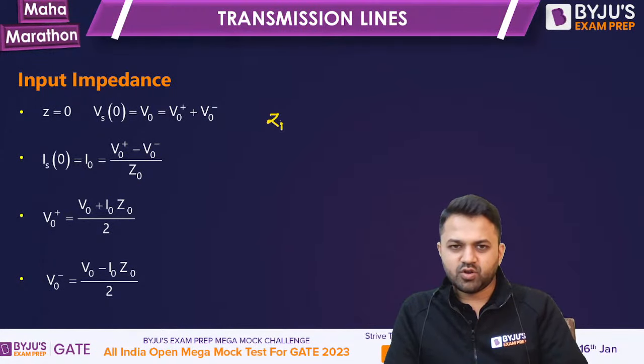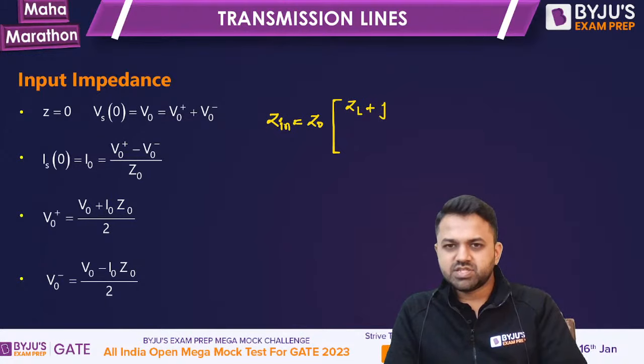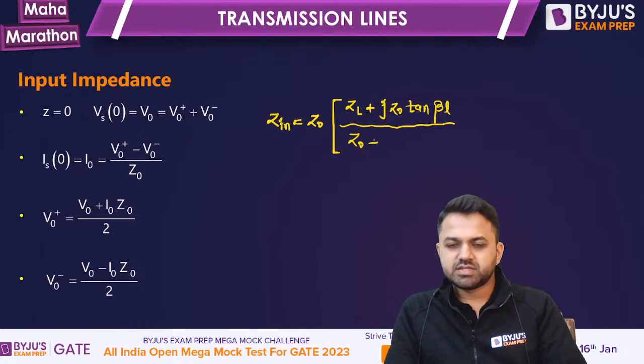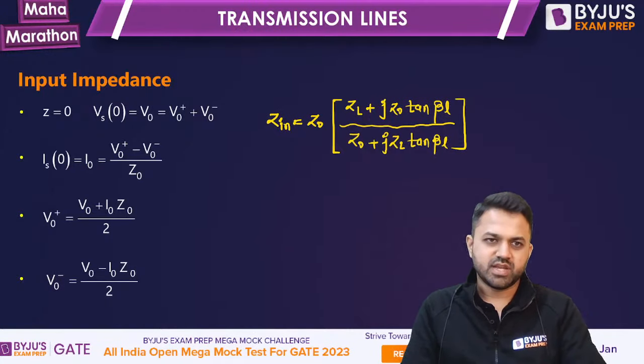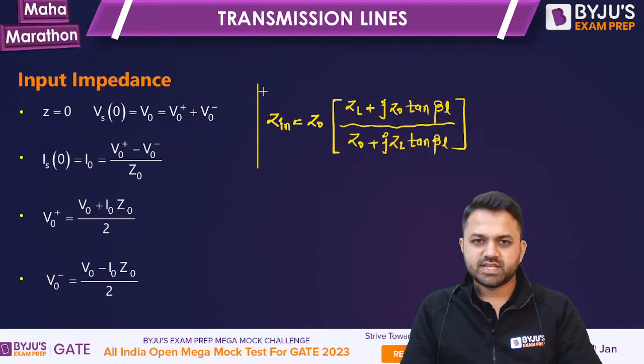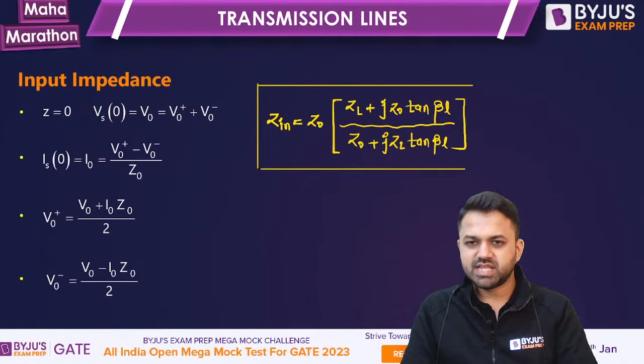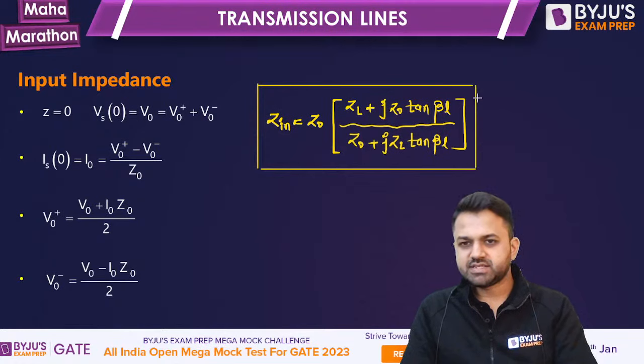The overall input impedance for the lossless transmission line is Z in equals Z naught times (ZL plus j Z naught tan beta L) whole divided by (Z naught plus j ZL tan beta L). This is the transmission line input impedance. Important: you will get this only for the lossless transmission line.